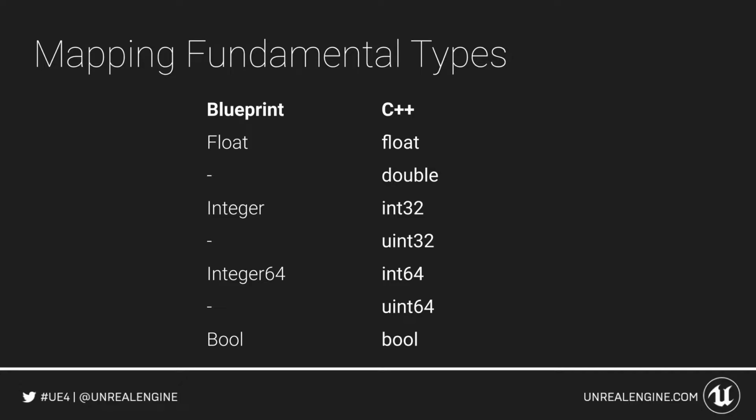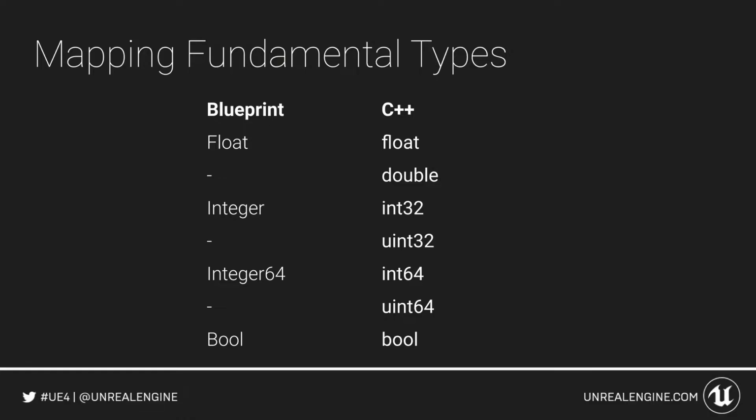Now, float, as we've already seen, maps over to a C++ float. That's pretty straightforward. What about a double, I hear you ask? Well, actually, that cannot be represented in Blueprint. You have to use a float if you want it to be accessible from Blueprint. You can use doubles elsewhere if it's just going to stay within the C++ domains, but this is an area where Blueprint makes a simplifying assumption and assumes you're not going to use doubles.